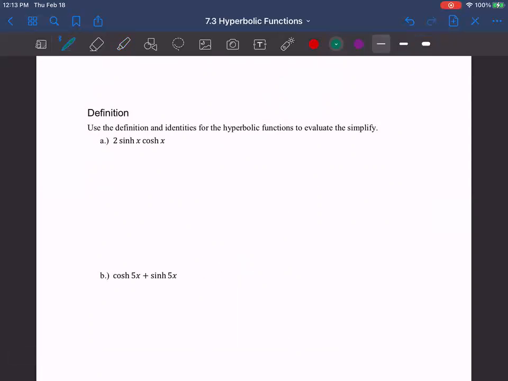It says, use the definition and identities for the hyperbolic functions to evaluate and simplify. So let's take a look at this very first one. We have 2 times sinh of x times cosh of x. So I'm going to do this one, and then we'll work on the next one together. So we'll make this 2 times, and then we're going to replace it. So sinh is actually e to the x minus e to the negative x over 2. And the hyperbolic cosine is e to the x plus e to the negative x over 2, just like that.